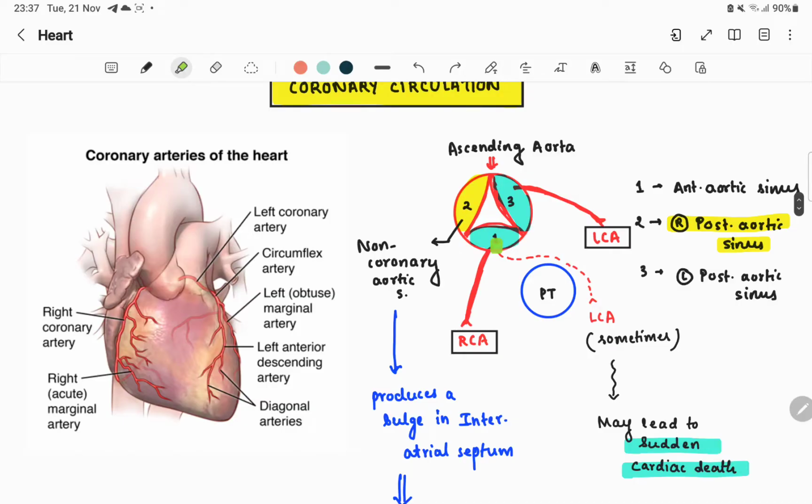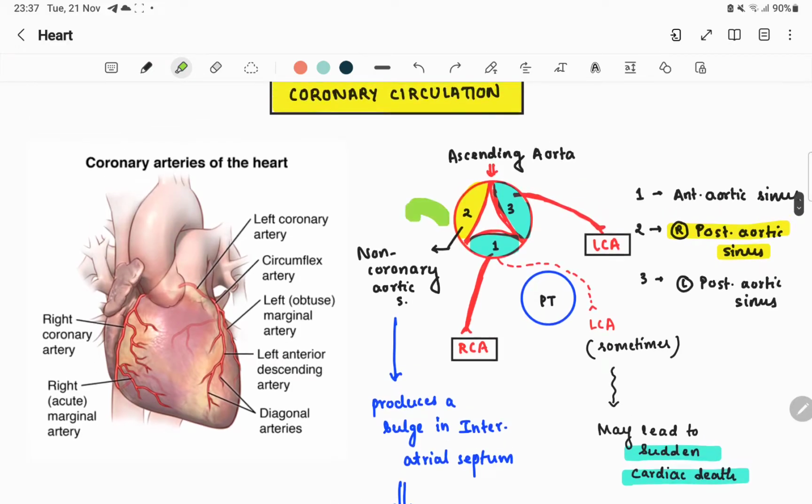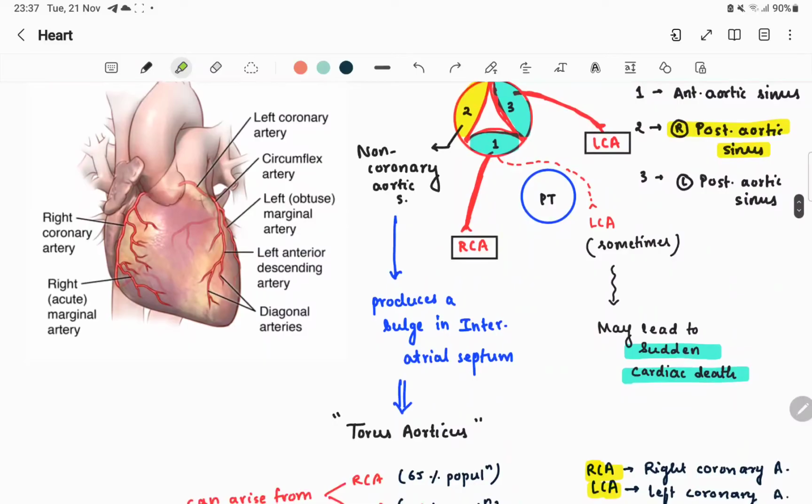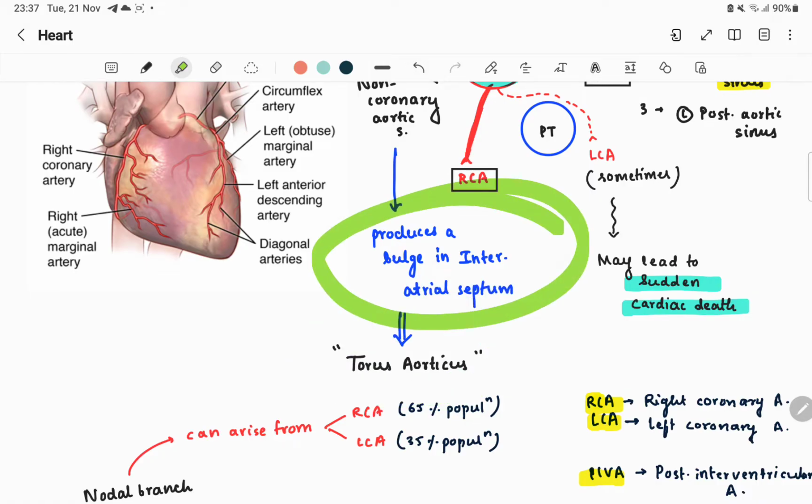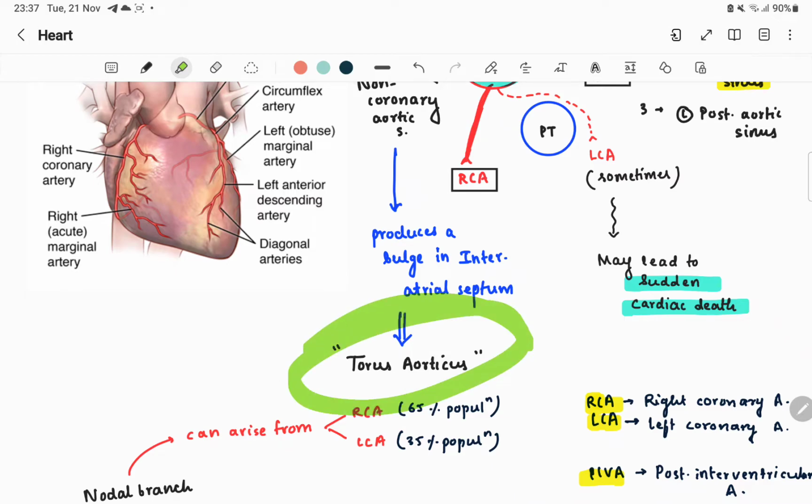And sometimes the left coronary artery can also arise from the anterior aortic sinus. From the first part, your anterior aortic sinus, your right coronary artery is arising, and this second one is called the non-coronary aortic sinus, which produces a bulge in the interatrial septum, and this bulge is called the torus aorticus. This is called the torus aorticus.